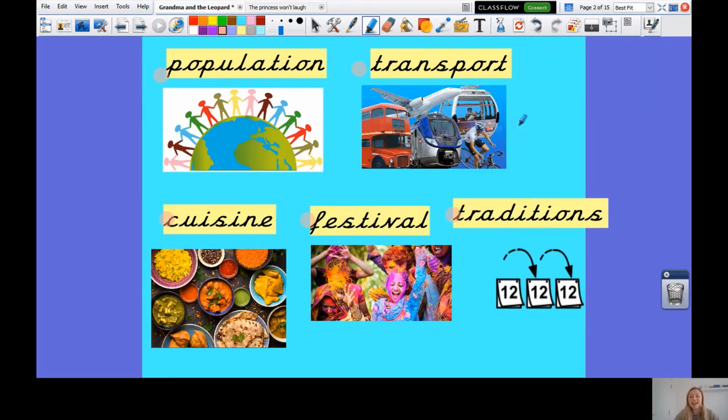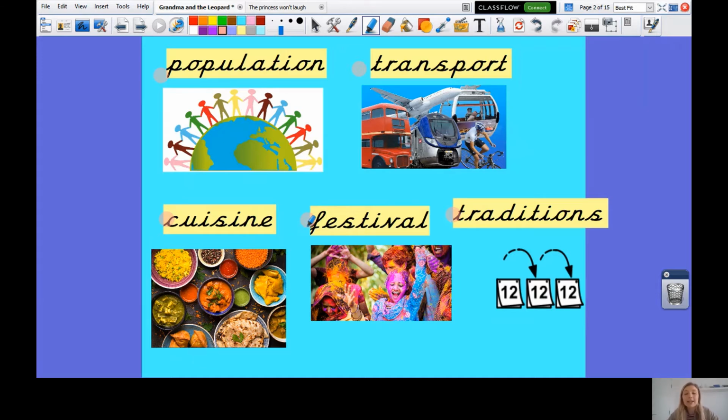Now, next is transport. And again, from our geography lessons, you know that transport is different kinds of vehicles that get us from place to place. So you might have a bus, a plane, a train, a bike, even a cable car, if you're going right up into the mountains. Next is cuisine. Now, cuisine is the type of food that comes from an area. So we would have Indian cuisine, and there's lots of different kinds of Indian cuisine from different areas of India.